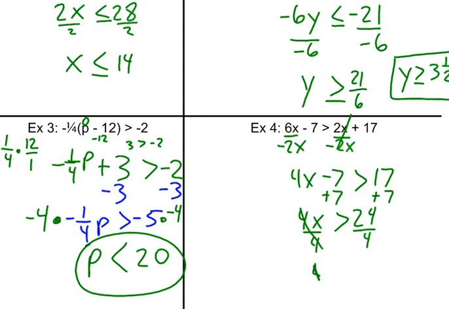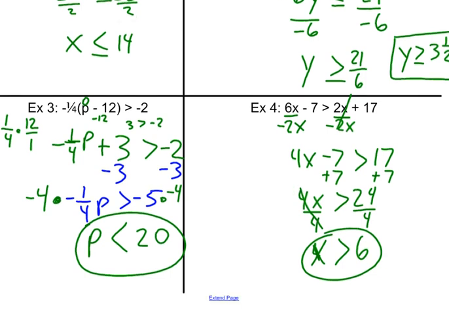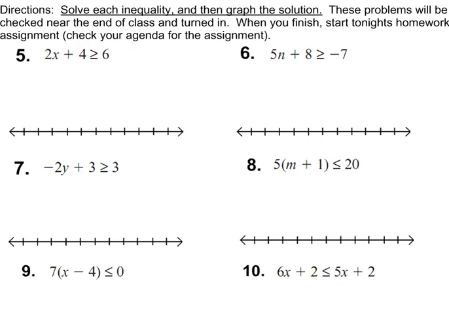4 is a positive number, so I'm left with x. I'm dividing by a positive, so I leave the sign. 24 divided by 4 is 6. So there's my answer. These are the examples. Look back towards them as you do the next couple of problems. Flip your paper over and go ahead and work on these problems.